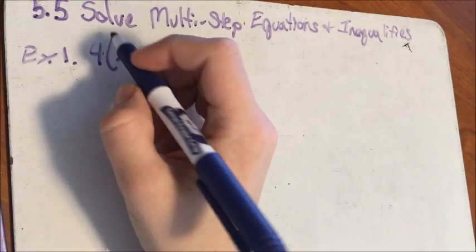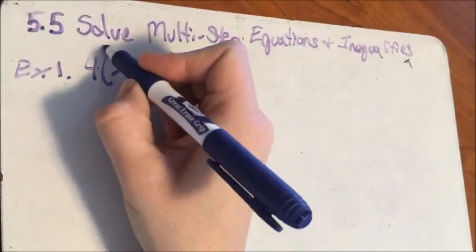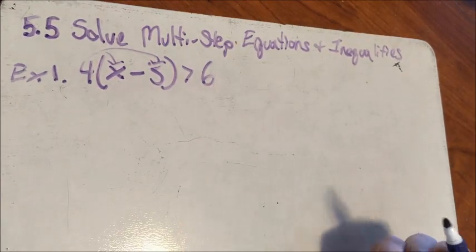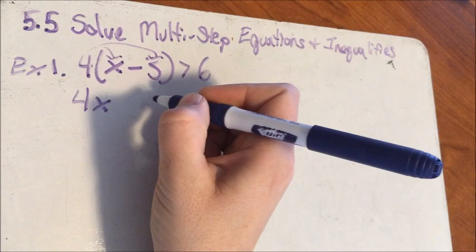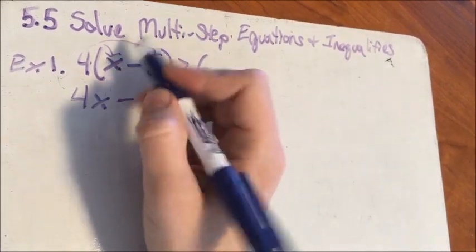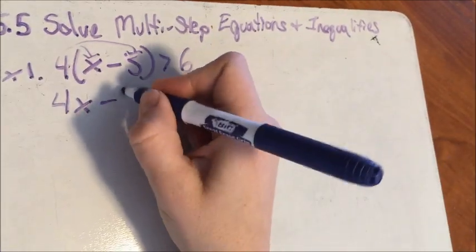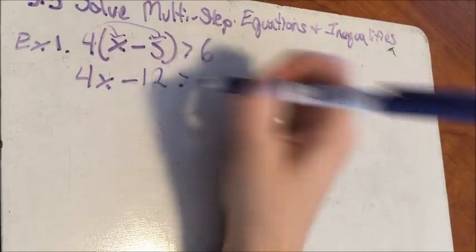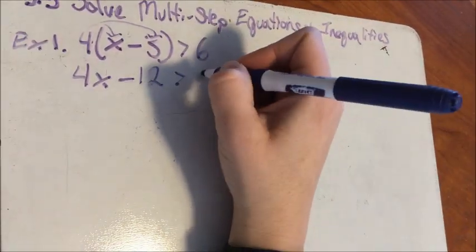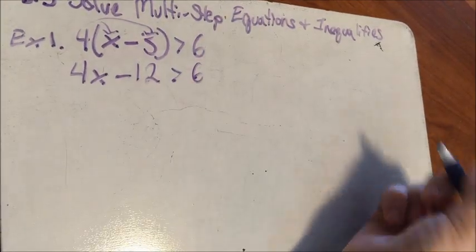So distributive property, remember you have to distribute that 4 to both things inside those parentheses. So 4 times x is 4x. Bring down your minus. 4 times 3 is 12. Bring down the symbol, greater than, and bring down the 6 because we haven't done anything with it.